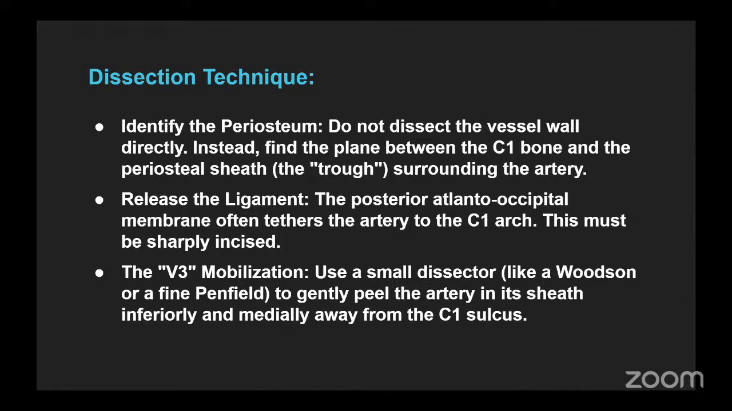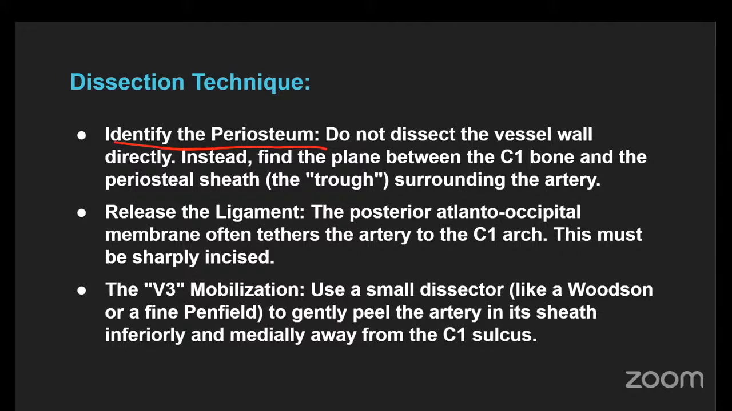How do we dissect it? We use the same dissection technique that we use while we are taking the periosteal flap. I am sure all of you have harvested the periosteal flap from the skull, right? So you know that we gently retract the periosteum and we dissect subperiosteally. That is the same technique we use to dissect the vertebral artery off the arch of the C1.